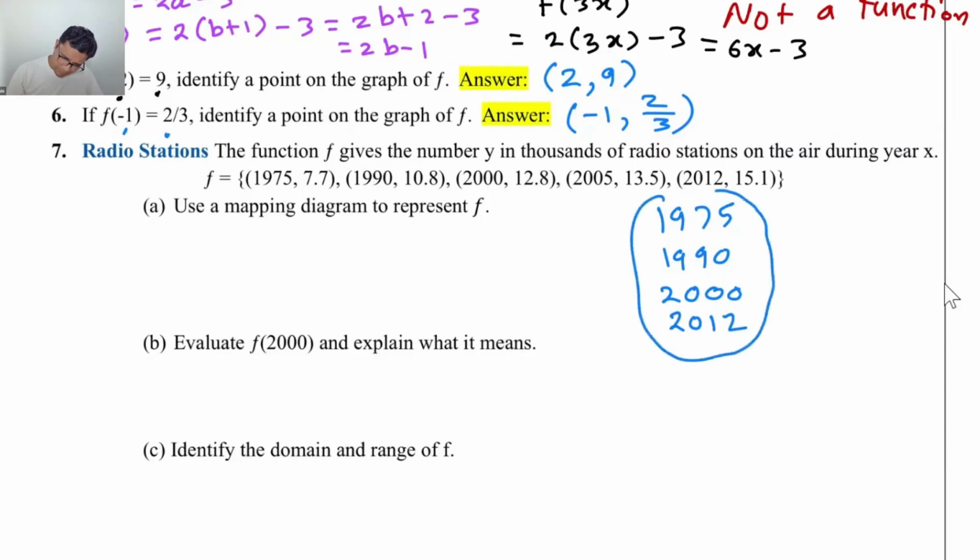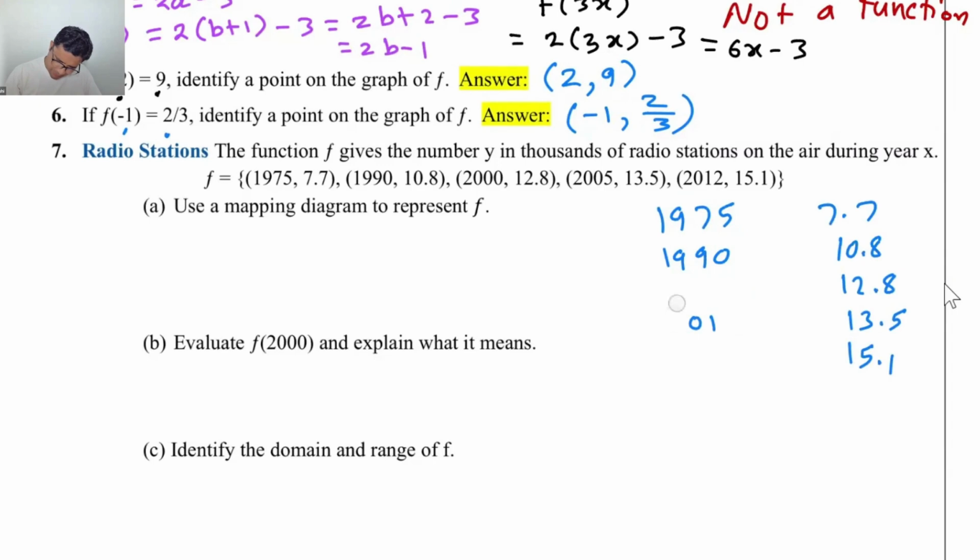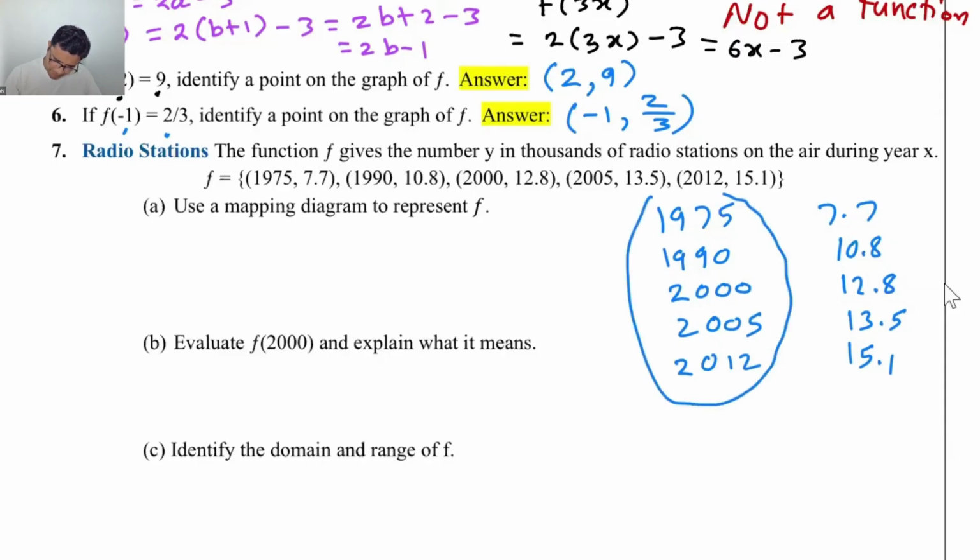So that is on my left side. And I have 7.7, 10.8, 12.8, 13.5, 15.1. Okay, and then I realized I missed out on one of them. That is 2000. There's 2005. And there's 2012. Okay.